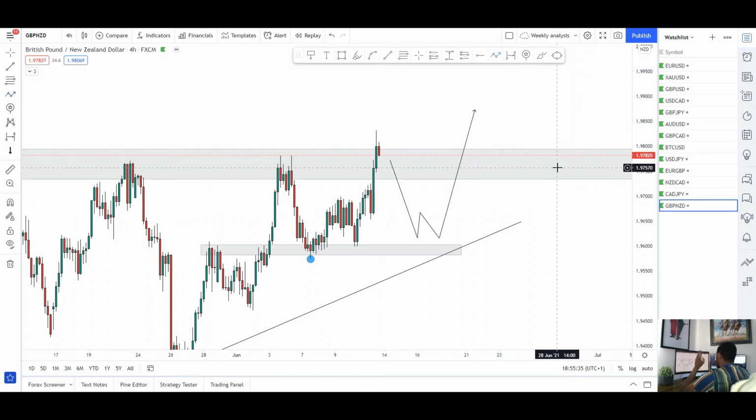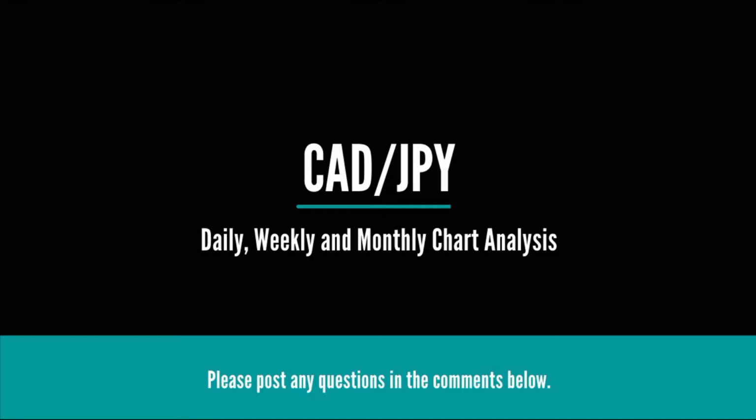But next week, only looking for buys for GBP, but as you can see, we're in a key level, so naturally we want to see retracement first, give us a nice higher low formation, maybe off that trend line or that support, and we'll look to buy back up again, targeting that recent high around 1.98, and a break of that key level on the daily will take us to 1.99. Next, we're going to move on to CAD JPY.